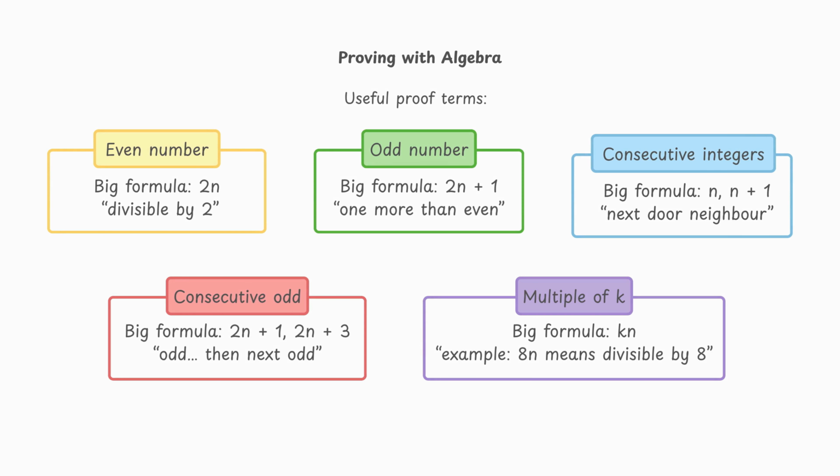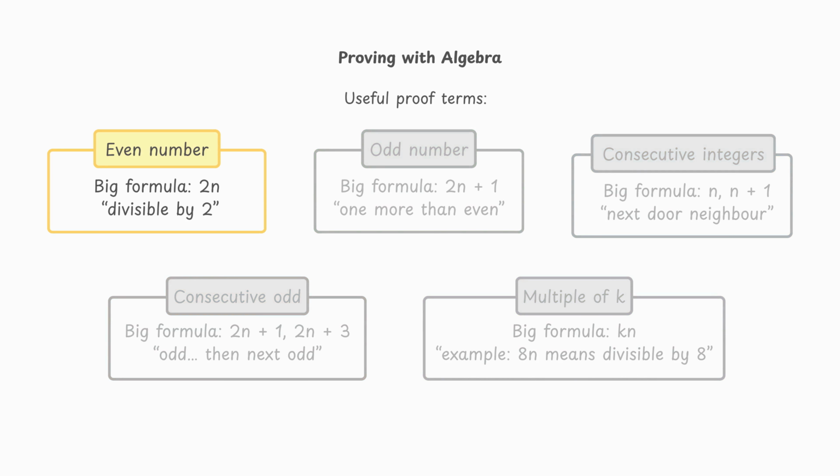Now let's look at some useful expressions we use when proving in algebra. These help us turn words into algebra, which makes proving much easier. First, an even number. An even number can always be written as 2n. This shows it is divisible by 2. Next, an odd number. An odd number can be written as 2n plus 1. This means it is one more than an even number.